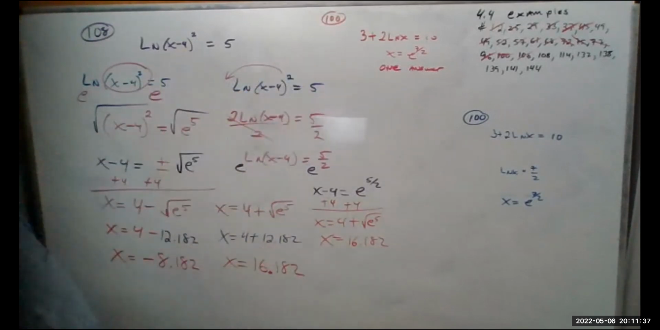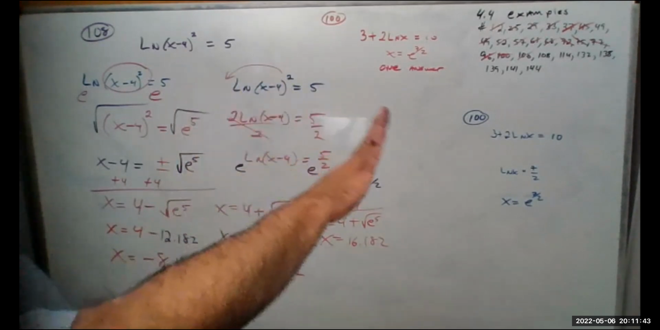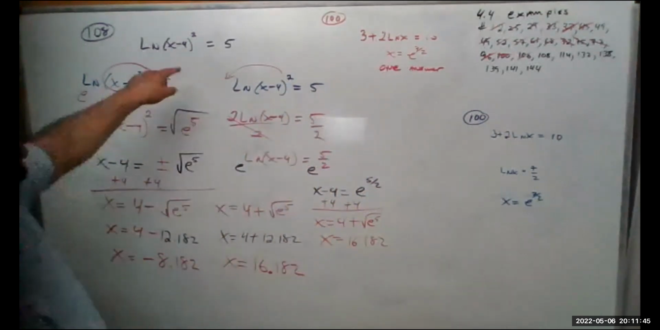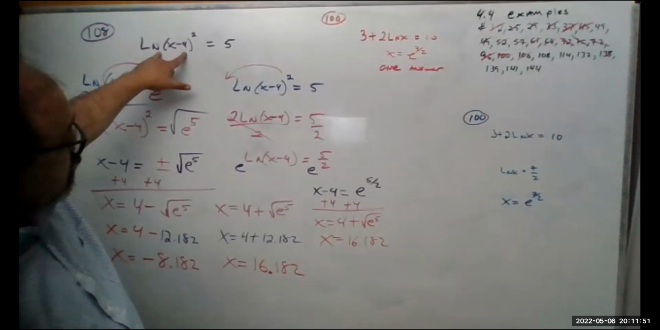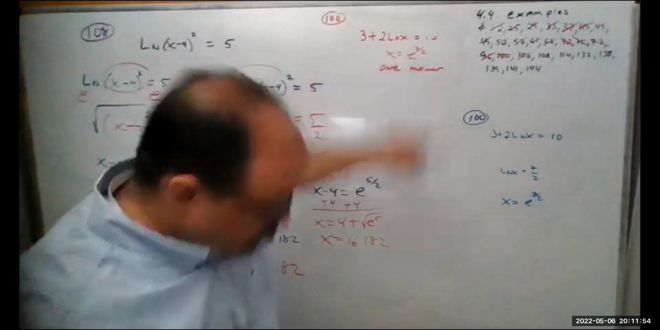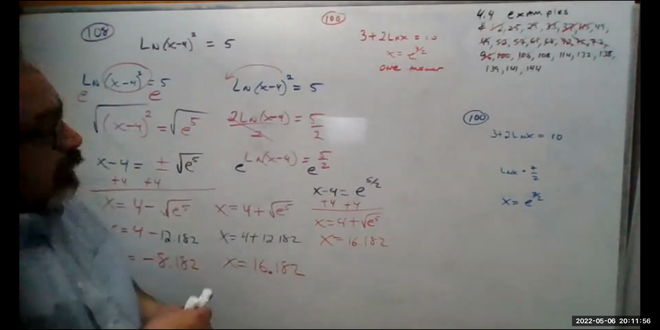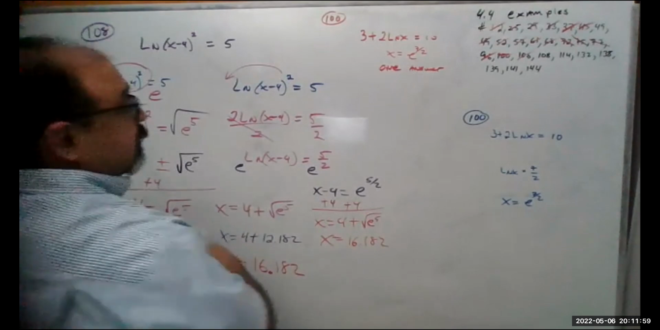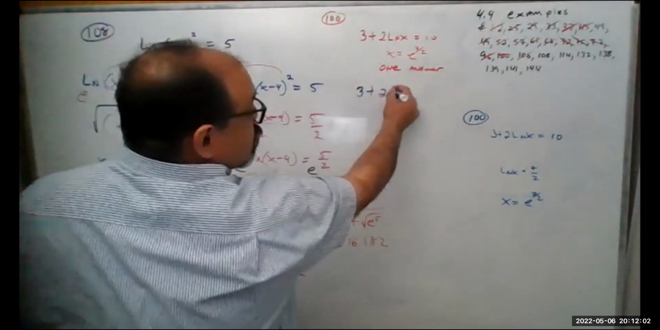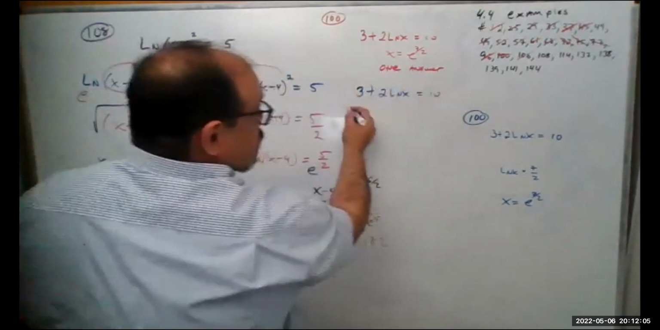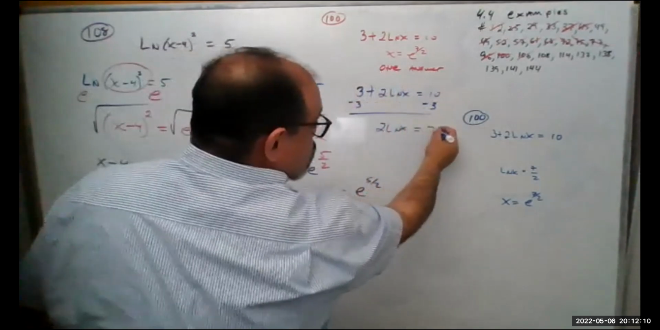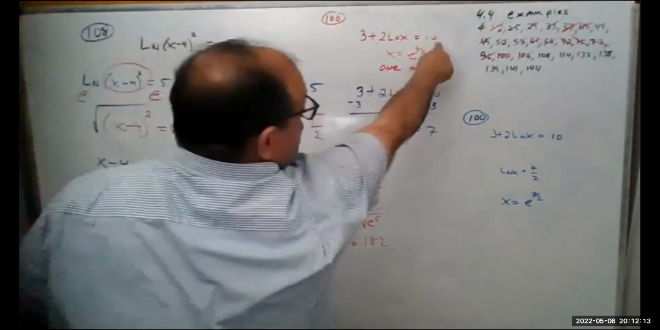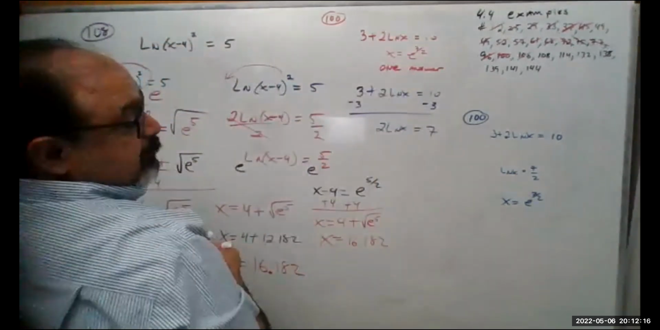The reason why I'm bringing up 100, I'm bringing it back into the fold. We didn't do it wrong. That is absolutely correct. This problem is starting with the square inside of the logarithm. That one isn't, because you certainly can start an argument saying, hey, 3 plus 2 natural log of x equals 10. Subtract the 3 like we did. 2 natural log of x equals 7. We divided by 2 and then used each side as a base for e.